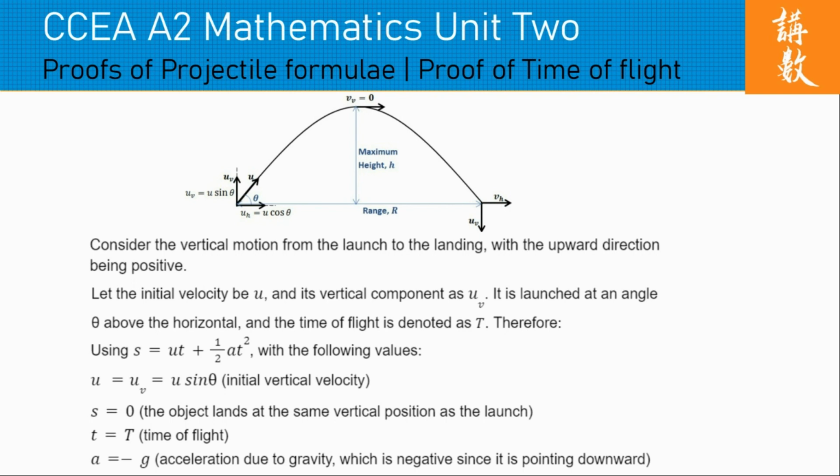u equal to uv, which is equal to u sine theta, the initial vertical velocity. s equal to 0, because the object lands at the same vertical position as the launch. t equal to capital T, which is the time of flight. a equal to minus g, the acceleration due to gravity, which is negative since it's pointing downward.